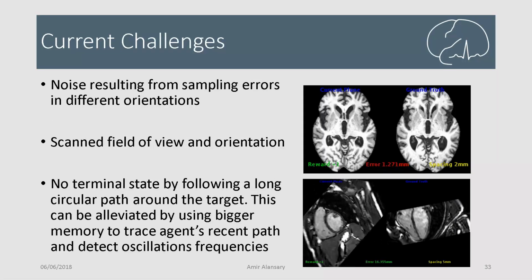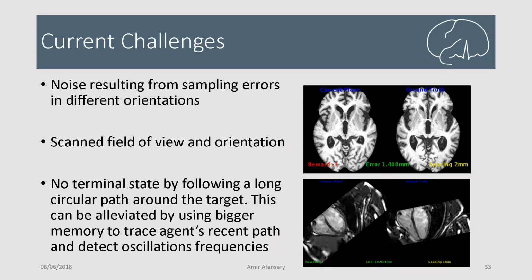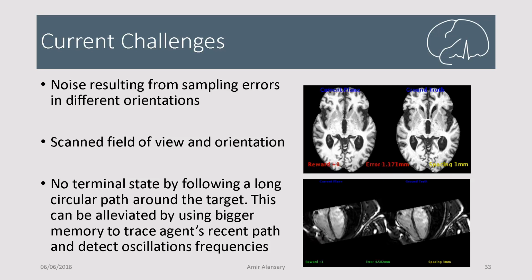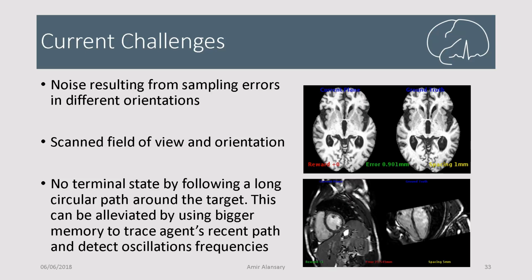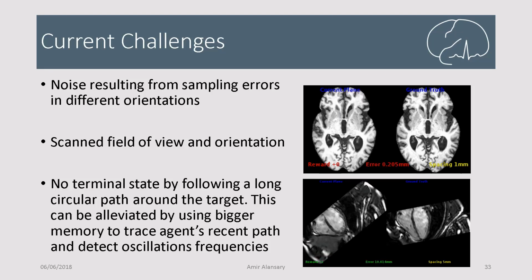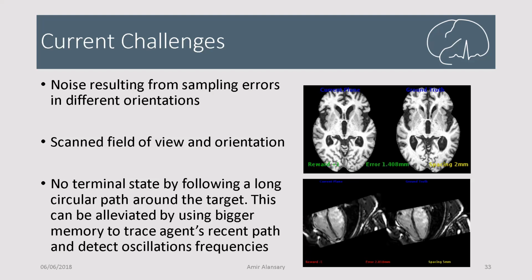Some challenges are the sampling noise. I'm not sure if it is obvious here, but because you sample in different weird orientations and planes, you actually get sampling errors with lines. And this is because of the sampling method. If you use a more complicated one, it would be slower, but it can be more accurate. Also the field of view and these lines, sometimes this orientation, sometimes like this, and this is because of the image scans we have. But these are things we can try to get rid of.